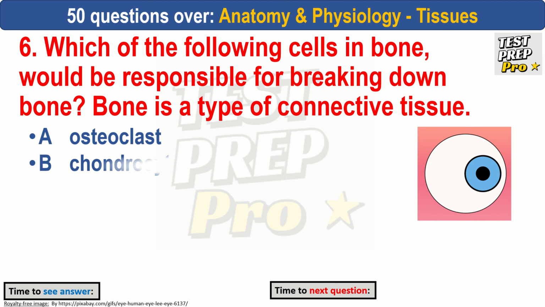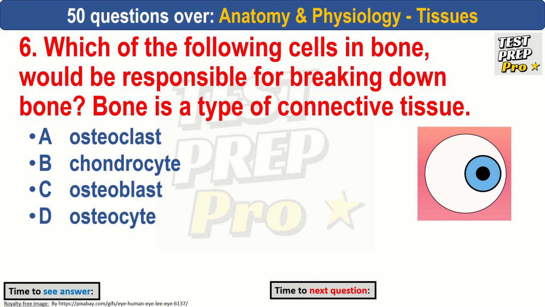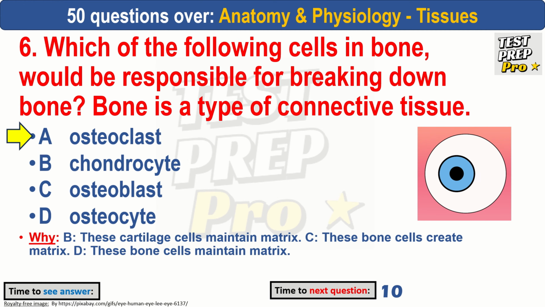Which of the following cells in bone would be responsible for breaking down bone? Bone is a type of connective tissue. Is it osteoclast, chondrocyte, osteoblast, or osteocyte? The answer is osteoclast. Chondrocytes help to support matrix in cartilage. Osteoblasts help to make matrix in bone.